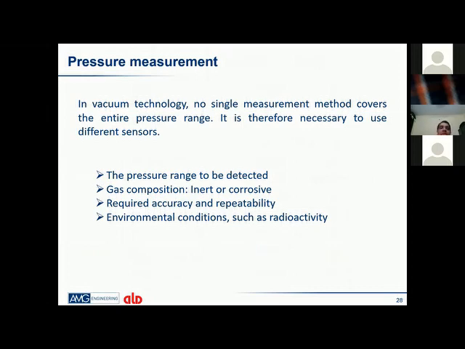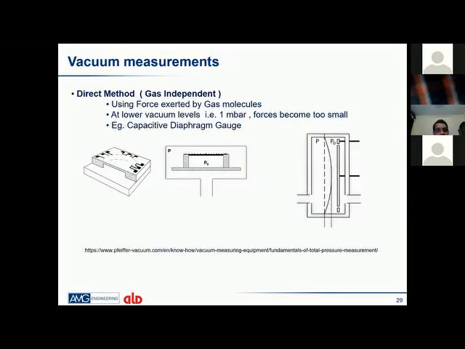In a similar way, pressure measurement also follows the same route. There is no single gauge which will measure the vacuum level from atmosphere to 10 to the -5 and 10 to the -6. So depending on what pressure we want to detect, what the gas composition is, and what accuracy and reliability we are looking for, different vacuum gauges come into the picture and play their role for measuring the vacuum levels at different stages.